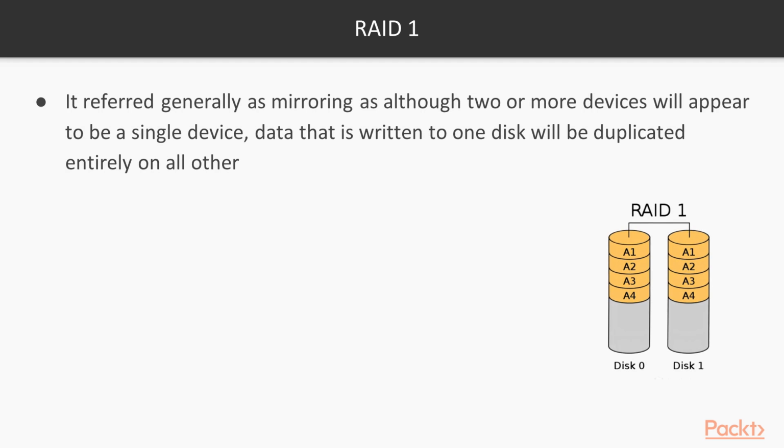It is generally referred to as mirroring, as two or more devices will appear to be a single device. Data that is written to one disk will be duplicated entirely on all others. So if you have two 40 gig hard disks, then you can use only 40 gig because the other 40 gig will be used for duplication of data. This greatly increases the redundancy and fault tolerance, but is generally at the expense of performance because every read and write will have to be done twice.